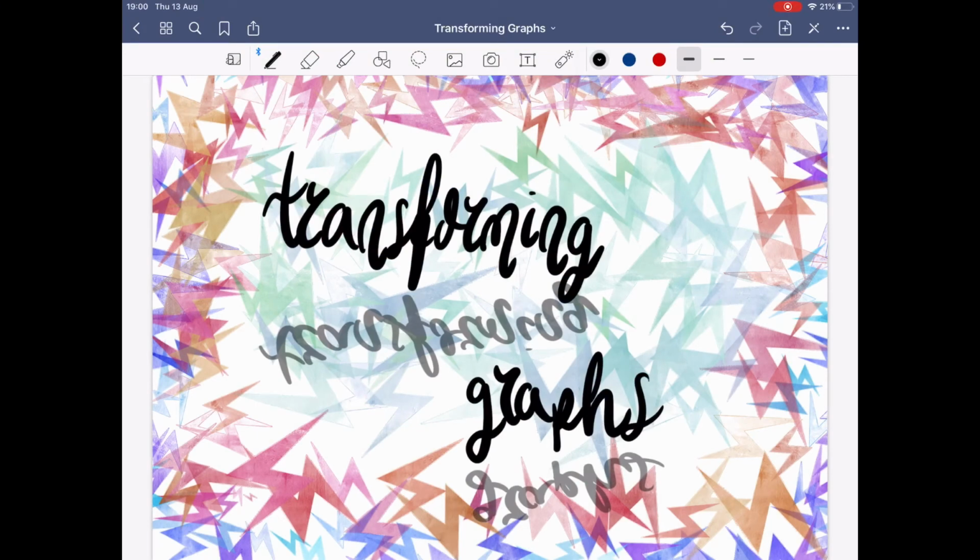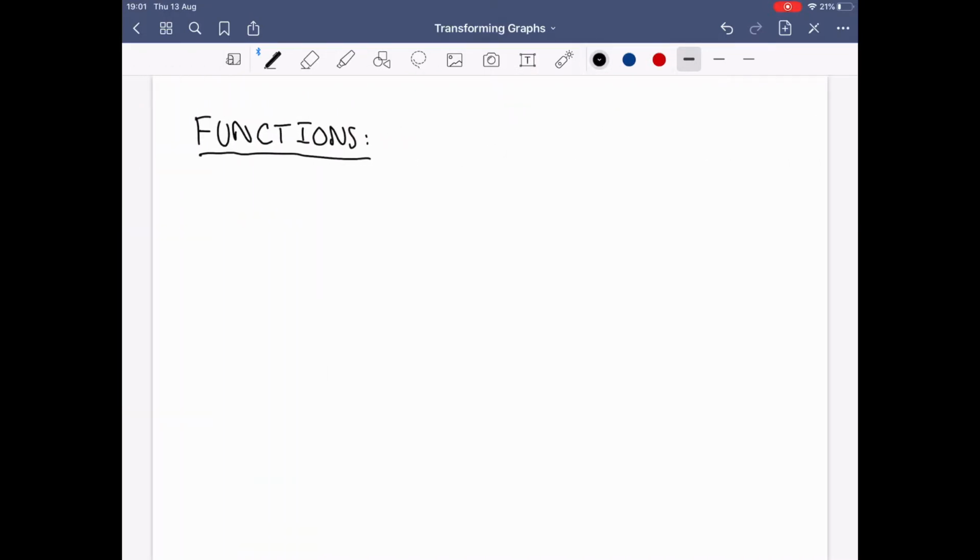Transforming graphs. This is a concept you will come across at GCSE maths, and it can be a little bit confusing, and hopefully this video will make it a little less confusing. So let's go. The first thing I want to talk about are functions, because this is basically the graph that is being transformed. So I'm just going to do a brief overview on this.